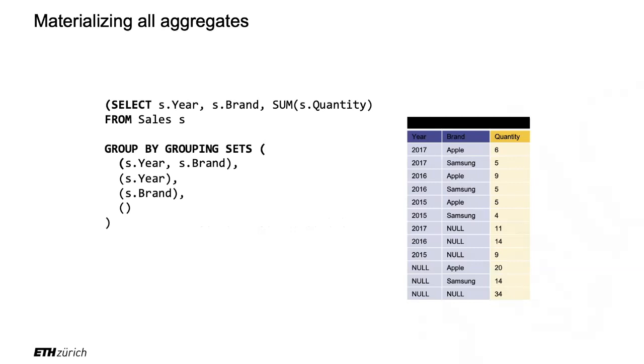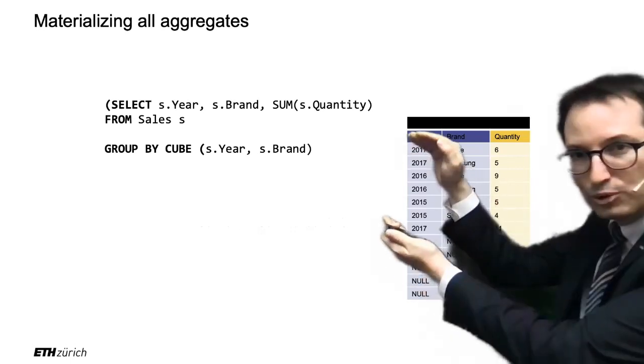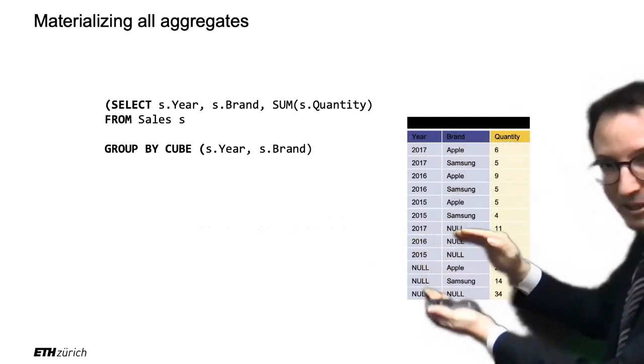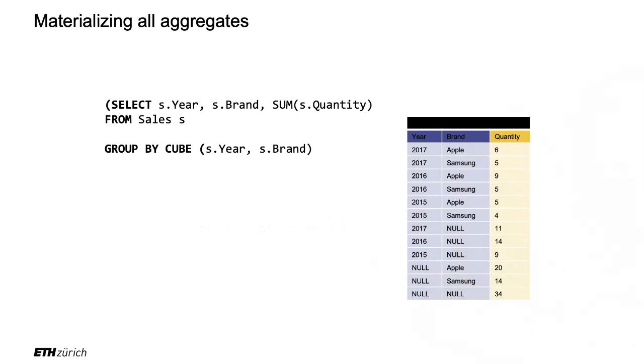But it turns out there's even a shortcut for this. Because if you think of it, it's a cube, right? There's year and brand, then there's year, there's brand, and so on. You can, in fact, write directly group by cube year, brand, and this is, again, a shortcut for this, right? So you see how easy it is to create that table on the right. Just say select year, brand, and sum over the quantity, group by cube of year and brand. And without cube, you would only get this, right? But by adding cube, you also compute the subtotals and the total. This is the magic of group by cube.